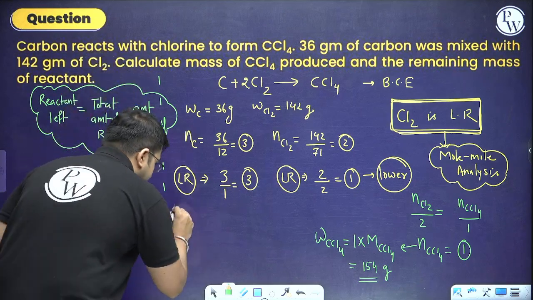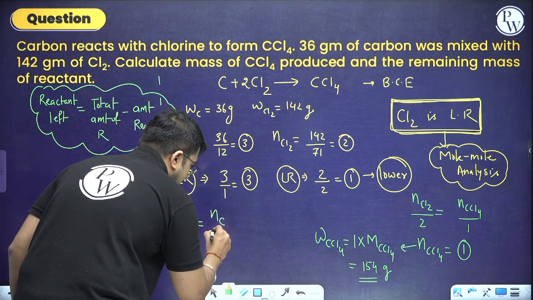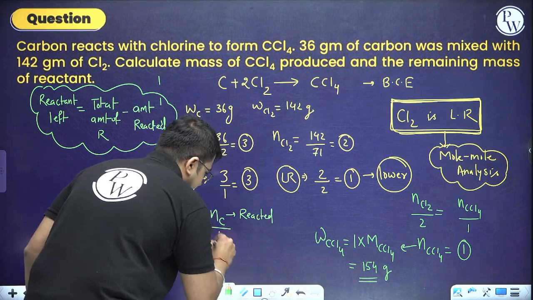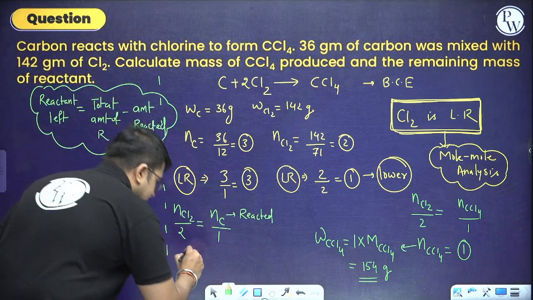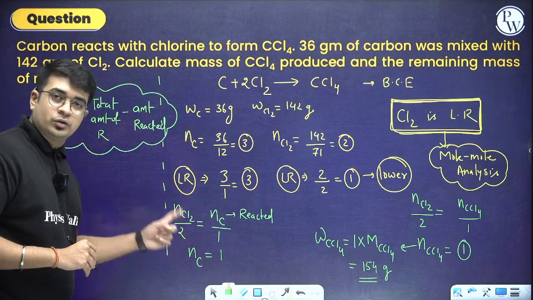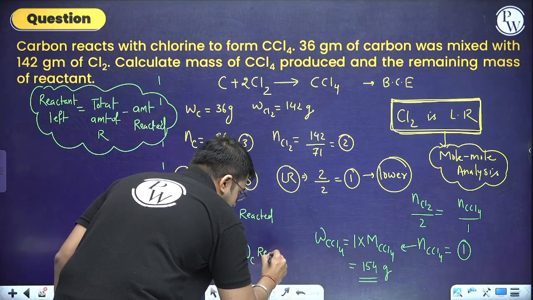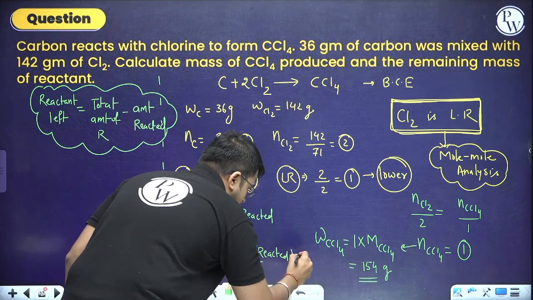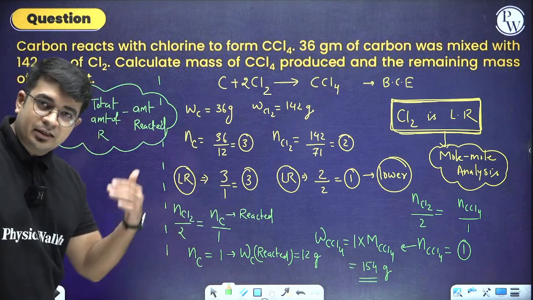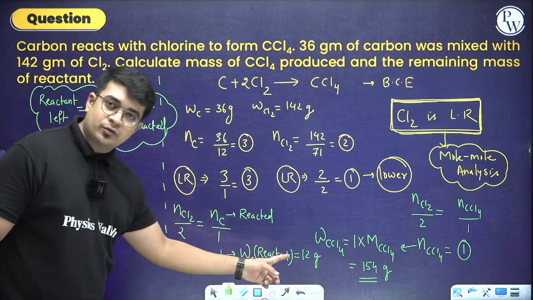So I can say that number of moles of Cl2 divided by its stoichiometry will be equal to number of moles of carbon which is reacted divided by its stoichiometry. From that part, I can again say that number of moles of carbon reacted will be equal to 1, because 2 divided by 2 is equal to 1. From that part, I can say that W of carbon which is reacted will be 12 gram only. I am writing the direct formula, because number of moles is W of carbon divided by molar mass. Molar mass of carbon is 12. So 1 multiplied by 12 will be equal to 12 gram.